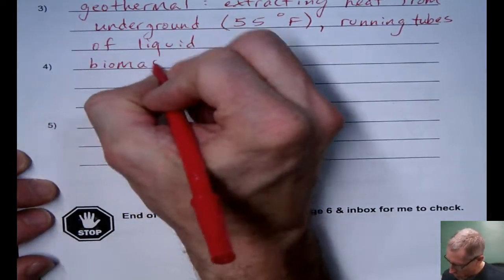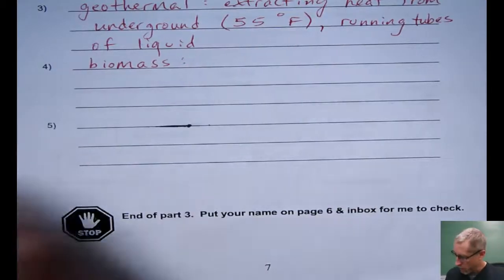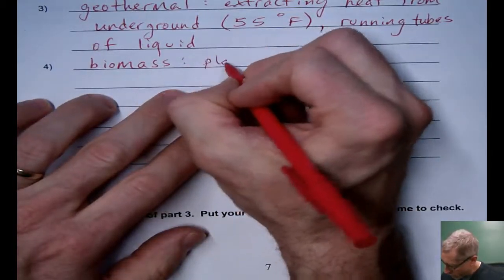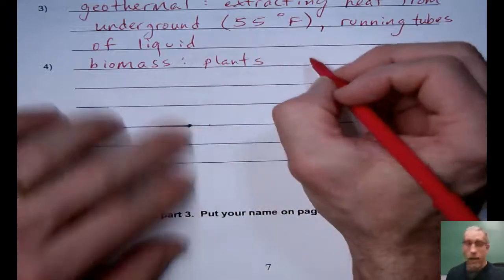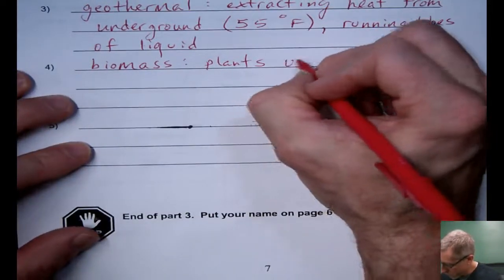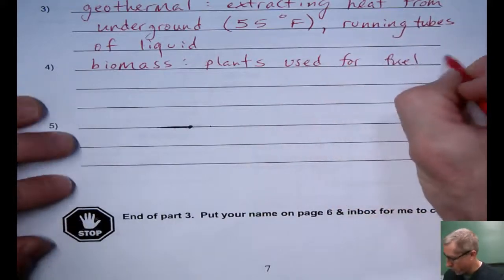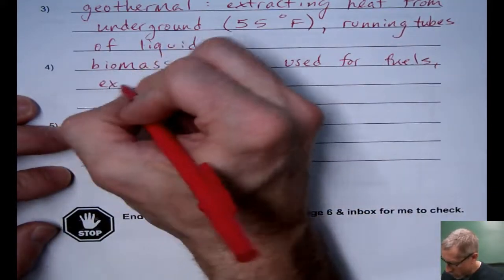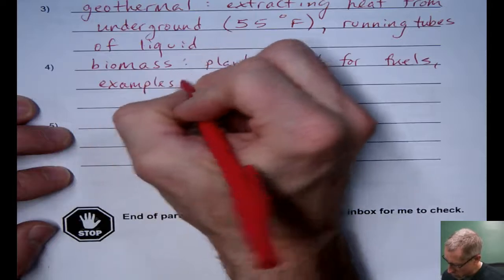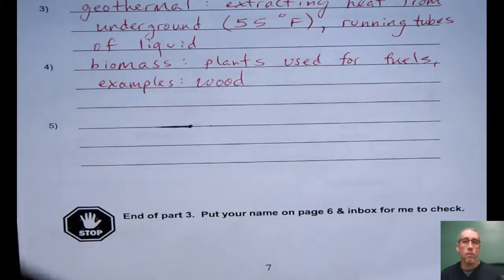All right, biomass, fancy sounding word, but it's actually something you know. These are just plants for which we can extract some type of fuels. Examples, the most common is just wood. If you have like a wood burning fireplace, that's biomass.